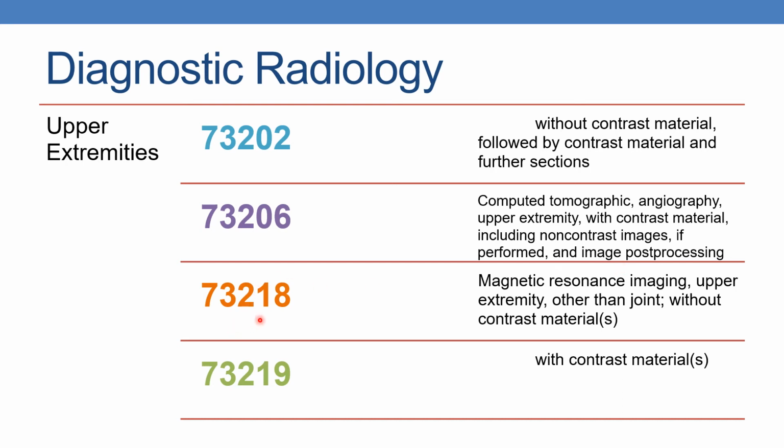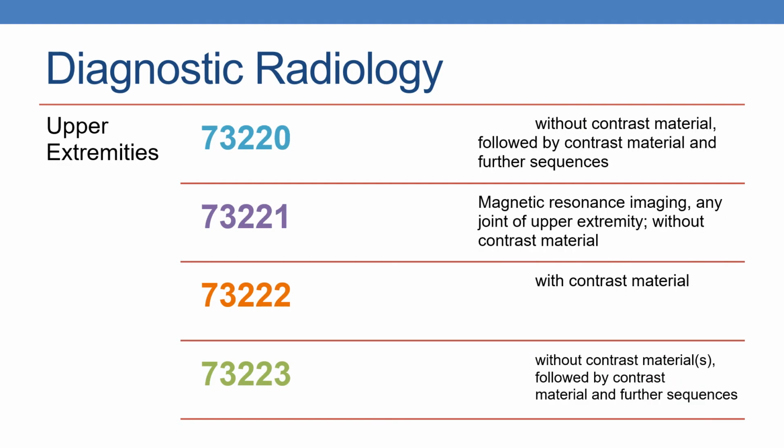The next is 73218, MRI upper extremity other than joint without contrast material. The next is 73219, MRI upper extremity other than joint with contrast. The next is 73220, MRI upper extremity other than joint without contrast followed by contrast and further sequences.